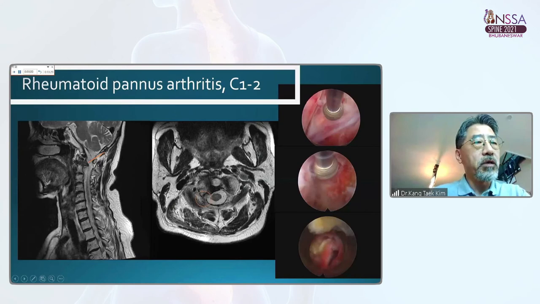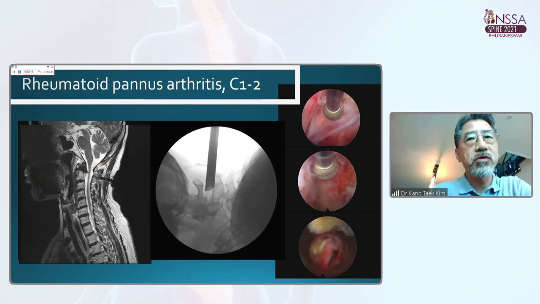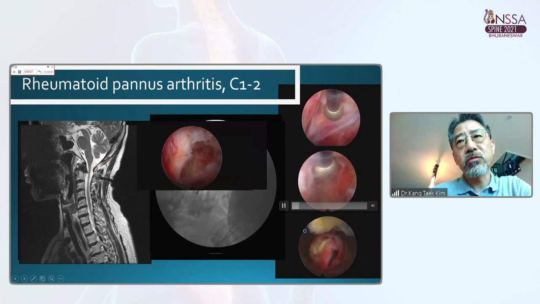It took a long time to get this kind of endoscopic technique in the high cervical region, like C2 decompression in case of rheumatoid pannus arthritis instead of fusion surgery. It's a C2 root, and we can do the endoscopic C2 decompression.